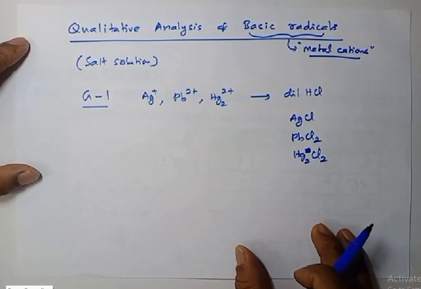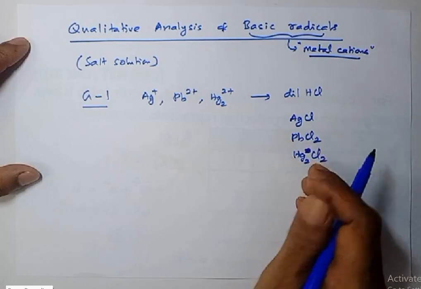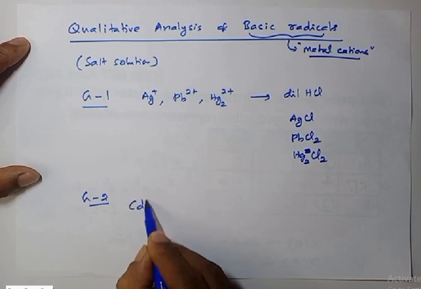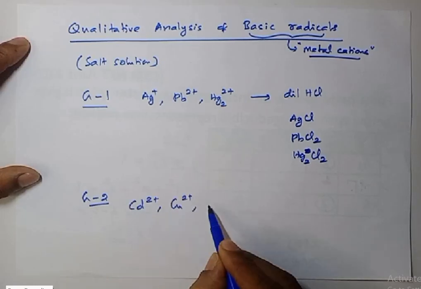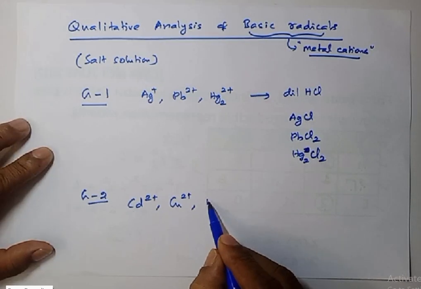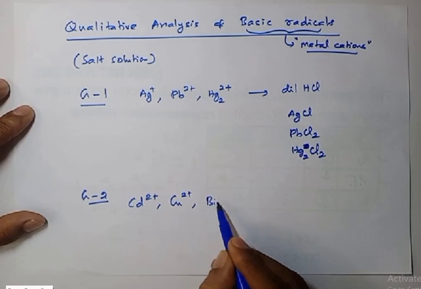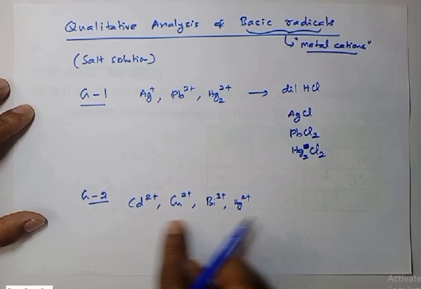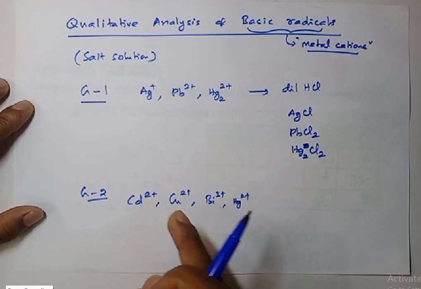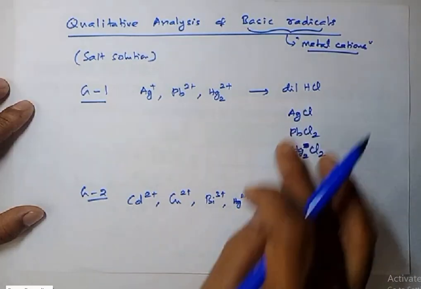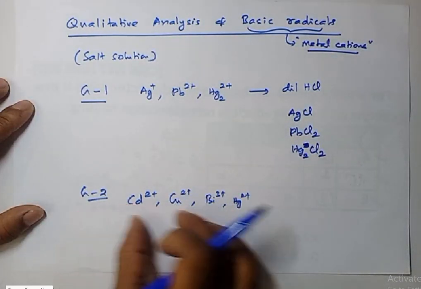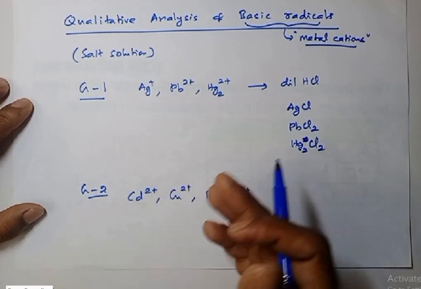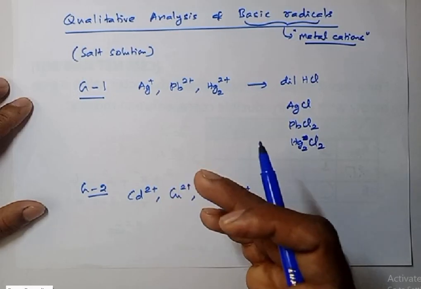Now the question comes: why do these metal ions get precipitated here? Why not others? In group 2 we have cadmium ions, Cu2+ ions, mercuric ions, bismuth. Many ions are there, even mercuric Hg2+. These ions are available in group 2. These ions can also form chlorides if you add dilute HCl, but the chlorides of group 2, group 3, group 4, group 5 metal ions are chlorides for which the solubility product value is very high.